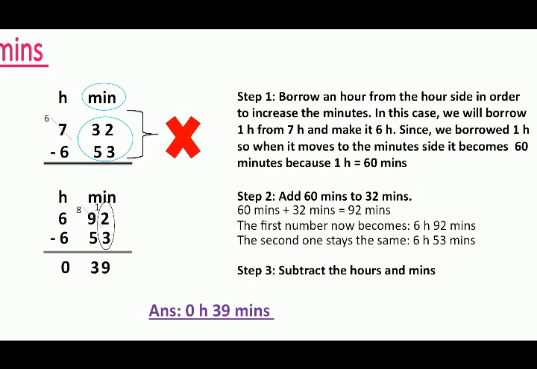So the first number now becomes 6 hours and 92 minutes. And the number below stays the same, 6 hours and 53 minutes. Now it's simple subtraction that you have learned in the previous slides. 2 minus 3, not possible. So you borrow from the number 9, you make it 8 tens, you give it 1. 12 minus 3 becomes 9, 8 minus 5 becomes 3, and 6 minus 6 is 0. So now your answer is 0 hours and 39 minutes.